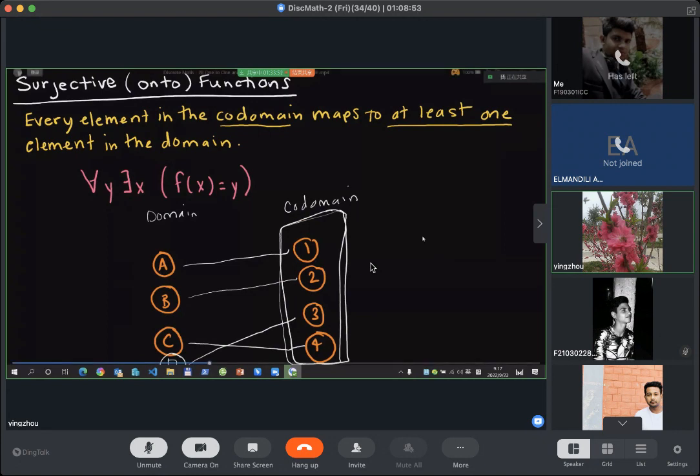So from this description, for every element in the codomain there should be at least one element in the domain. For each possible output, there should be an input connected. It means that for each of the elements in the output, there should be some connecting line. It is clear. Each element should have a connecting line. You can say it is onto.